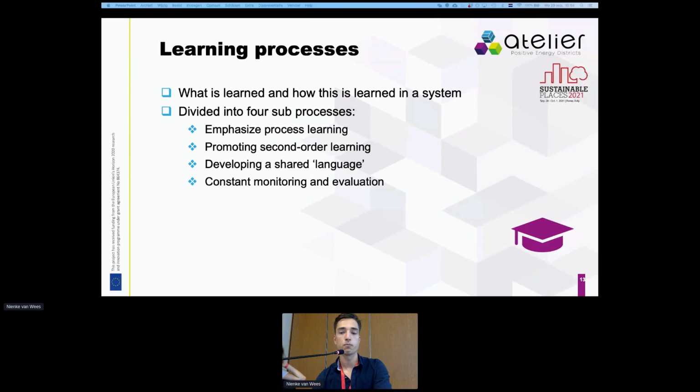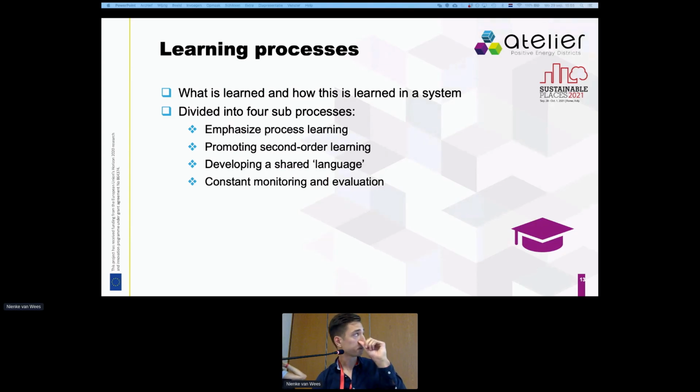So we have again divided it into 4 sub-processes. First one is about process learning, which refers to the type of learning in your project. So for example, you can learn a lot about facts and data, but it's also important to learn about processes. So for example, how you tackle a problem within a project, but also linking it back to the earlier 2 key processes, actor network formation and vision. It's also very important to learn about these kind of processes. Also to promote second order learning.